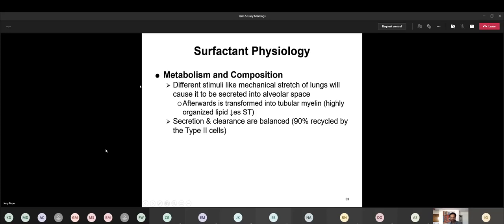So they're saying it's transformed into tubular myelin. So really what happens is, we know there's a constant production of surfactant, and then there has to be some kind of reabsorption or recycling, so that we don't end up flooding our lungs with too much surfactant. And 90%, well, pretty much all of it is just reabsorbed back into those type 2 cells. So they'll secrete it, and then they'll reabsorb it as they need to.